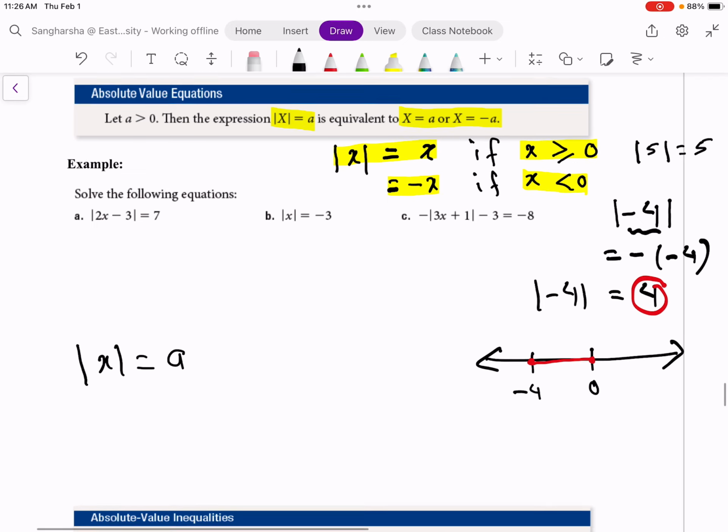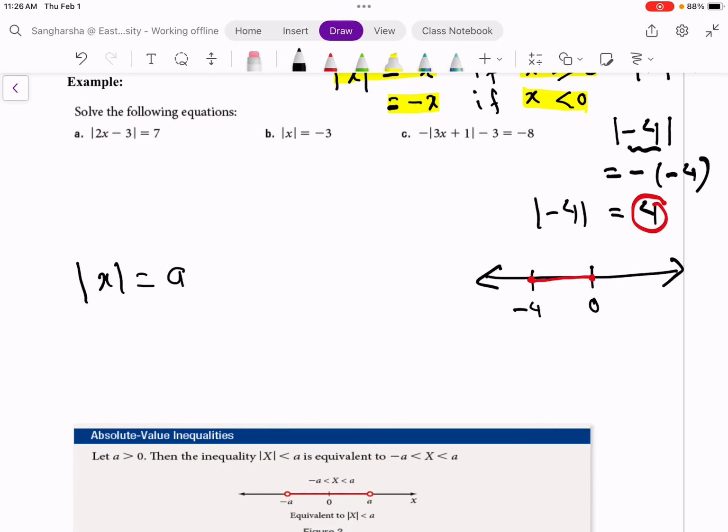If we have an absolute value equation, we need to get rid of the absolute value sign, and in order to do that, we have to write two different equations. So this equation is equivalent to: you write down whatever you have inside the absolute value, x equals the positive of the right side, so positive a, or you write down whatever you have inside the absolute value, x equals the negative of the right side, which is negative a.